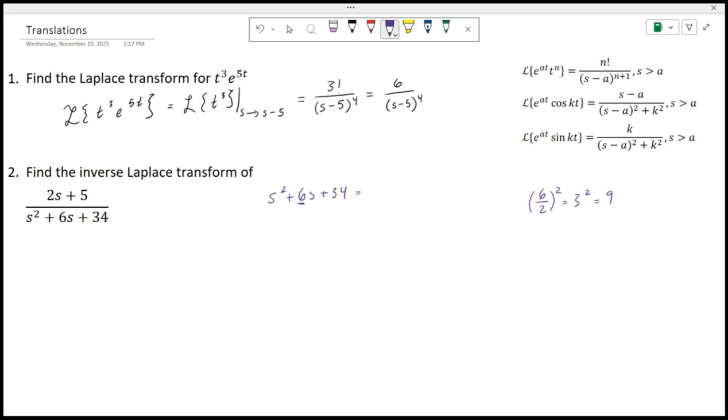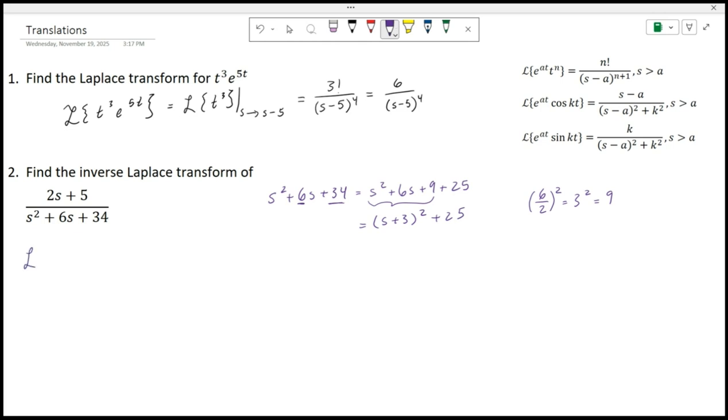And what that number tells me is what I need the constant term to be in order for this to be a perfect square trinomial that factors into something like s minus a squared. So here I need a 9 and I have a 34. So let's break up that 34. And so this is going to be s squared plus 6s plus 9 plus 25, because 9 plus 25 gets me back to the 34 that I started with. Okay, so now these first 3 terms are a perfect square trinomial that factors into s plus 3 squared. So I can rewrite my denominator as s plus 3 squared plus 25.